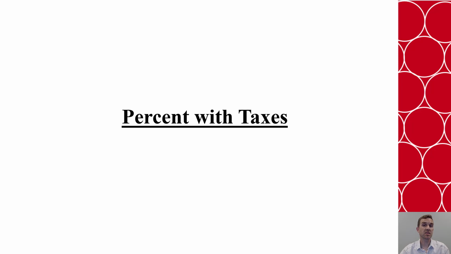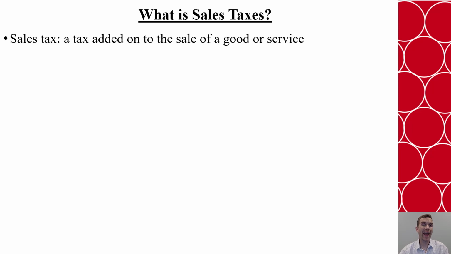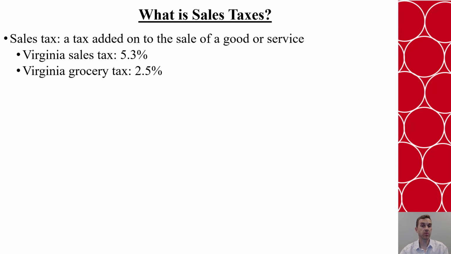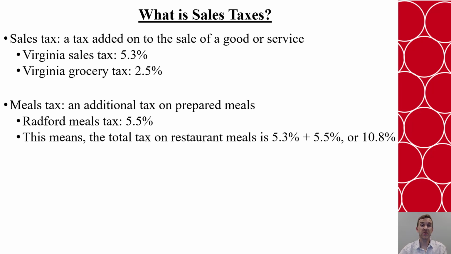In this video, we'll discuss how percents are used with taxes. Now, one idea is to use it with sales tax, and this is when we add a tax on to a good or service. In Virginia, this is 5 3/10% for most sales, but groceries we only charge 2.5%. We also charge meals tax at restaurants, which is additional to the Virginia sales tax, and this is often by locality. For example, in Radford, that's 5.5%.